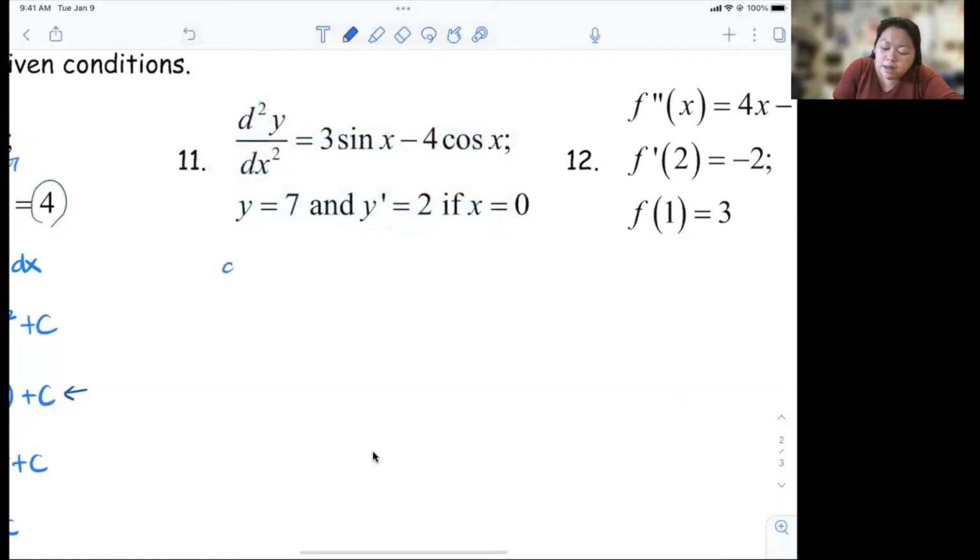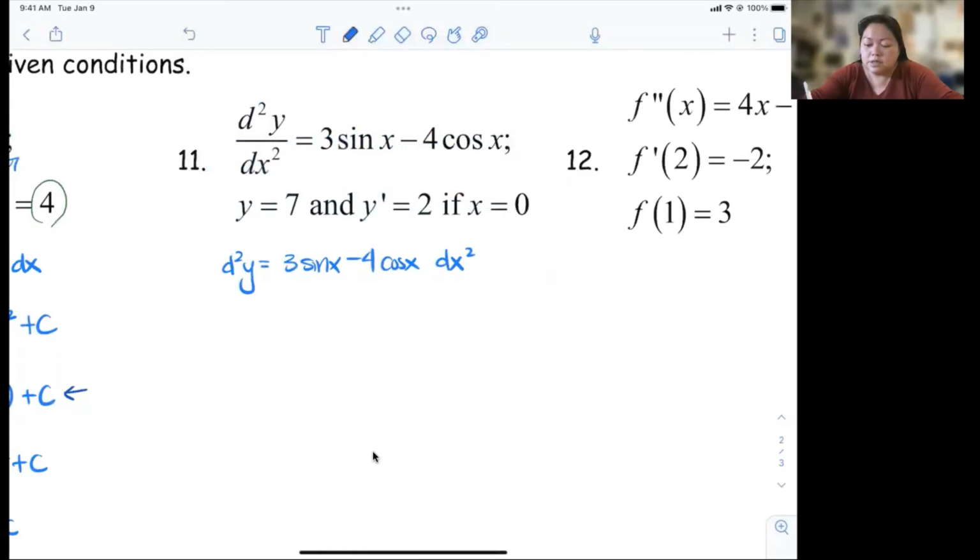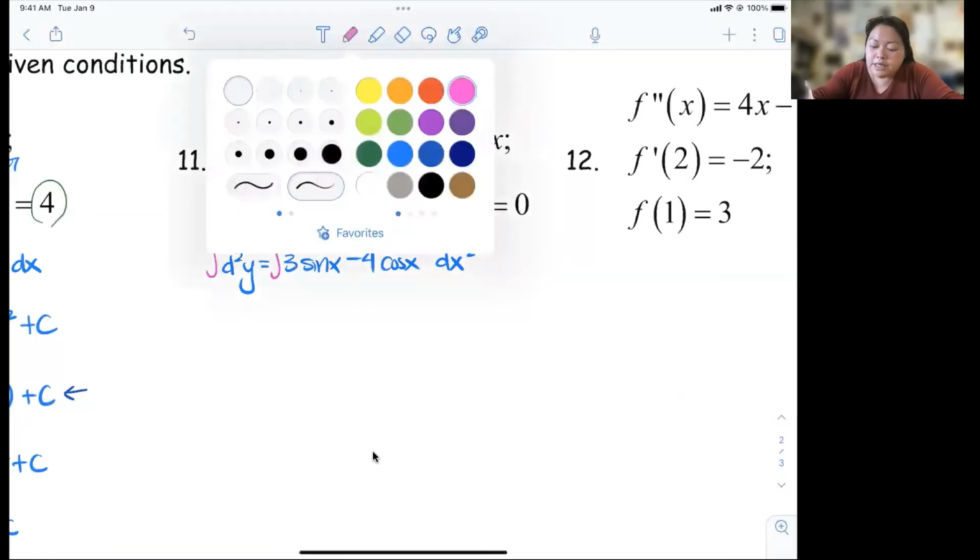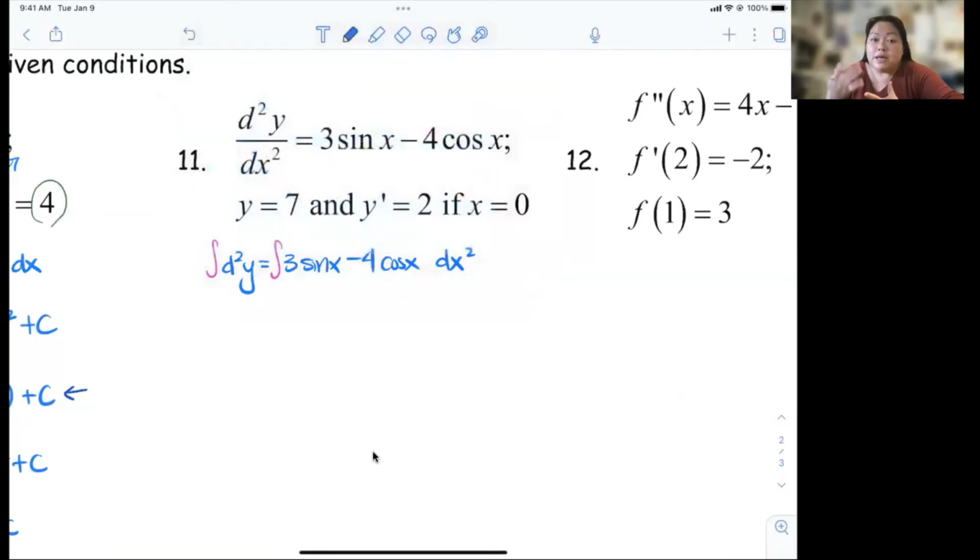Okay, so I have d squared y equals 3 sine x minus 4 cosine x dx squared, right? Because we have separation of variables, y on one side, x on the other side. Okay, I'm going to take the antiderivative. When you take the antiderivative, you only cancel out one of these dy's and dx's.